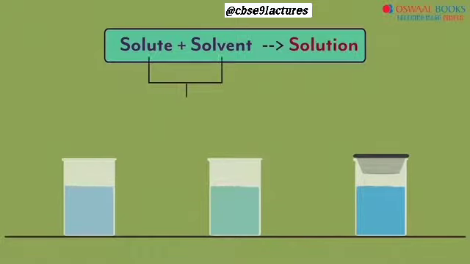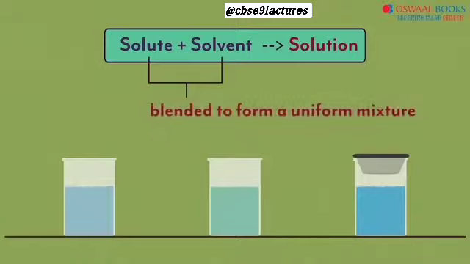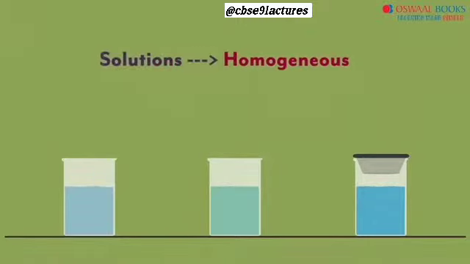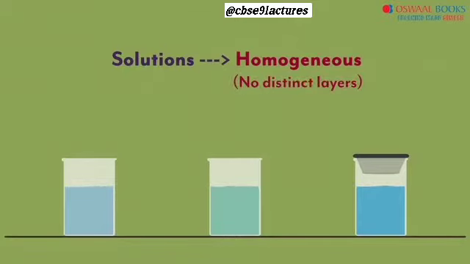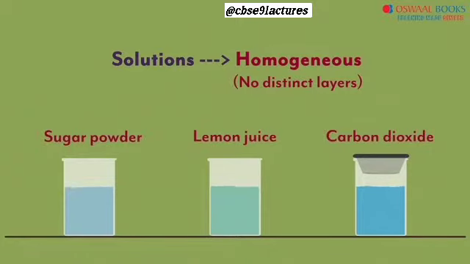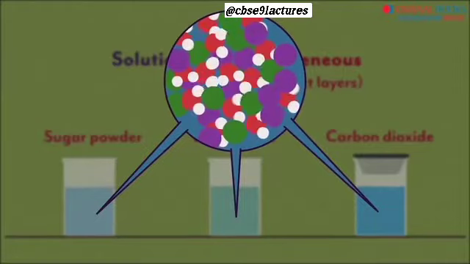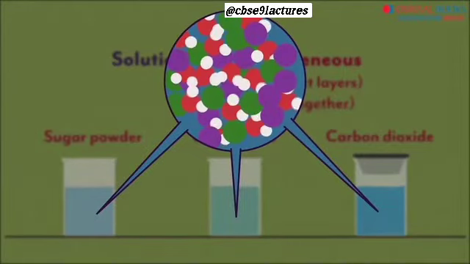As we already discussed, we cannot see the solute separated from the solvent. They have blended and formed a uniform mixture. What is such a mixture called? Can you recollect the term? Yes, we call such a mixture as a homogeneous solution. Solutions are homogeneous in nature because we cannot see 2 distinct substances inside a solution. Sugar, lemon juice and carbon dioxide completely dissolve in water. The particles of these solutes find place among the particles of the solvent and blend together.